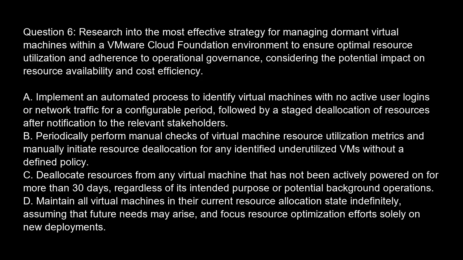Option B. Periodically perform manual checks of virtual machine resource utilization metrics and manually initiate resource deallocation for any identified underutilized VMs without a defined policy. Option C. Deallocate resources from any virtual machine that has not been actively powered on for more than 30 days, regardless of its intended purpose or potential background operations. Option D. Maintain all virtual machines in their current resource allocation state indefinitely, assuming that future needs may arise, and focus resource optimization efforts solely on new deployments.